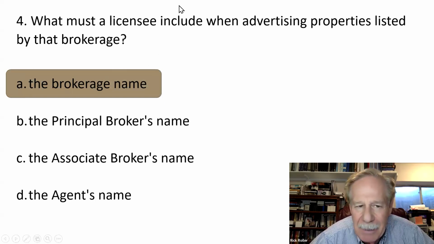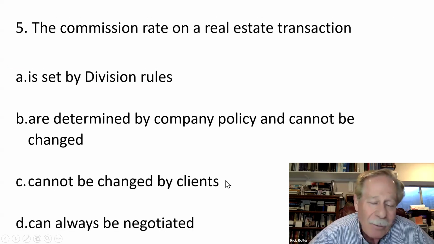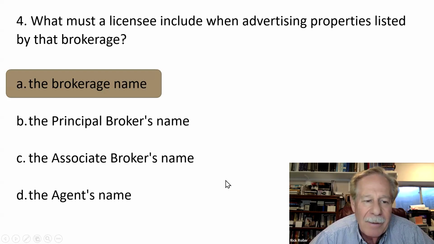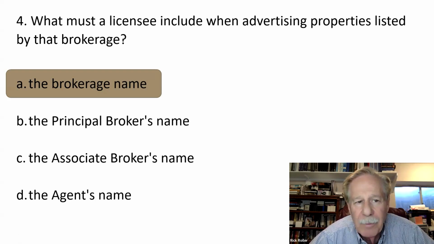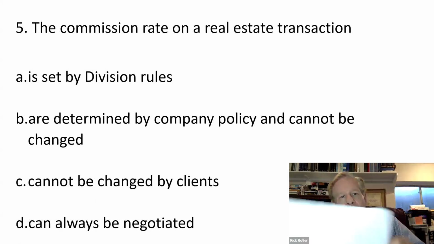Now, you don't have to have the principal broker's name. It's the name of the company that's the way it is licensed. Associate brokers that are working with the firm, no, you don't have to do that. And your name, it's the brokerage name, not the broker, but the brokerage. Hot Dog Realtors, and our broker is Susie Sweetie.